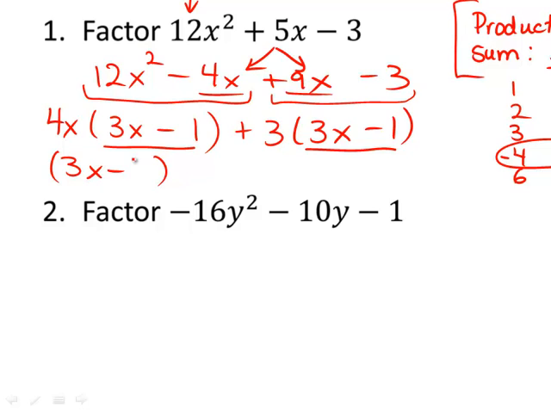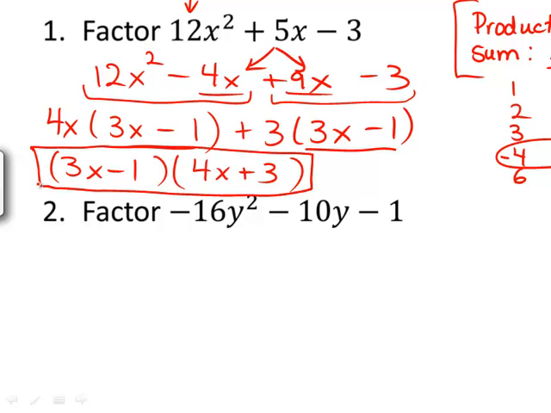So we take out the 3x minus 1 as a common factor, and we're left with 4x plus 3 out of these two terms once they are factored. All your little negatives and positives are contained within brackets, which implies to us that it is in factored form. Let's take a look at the next example here.